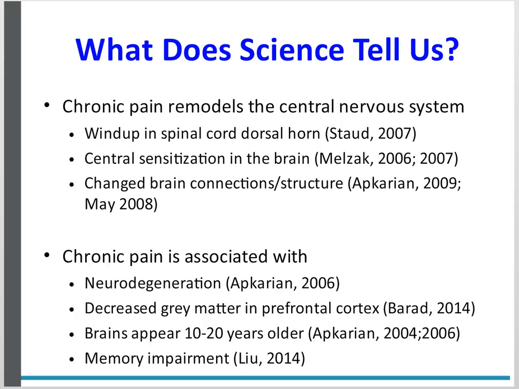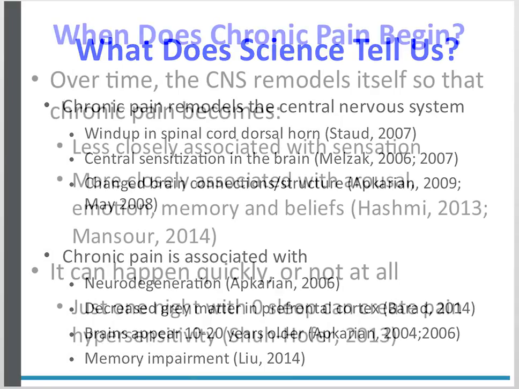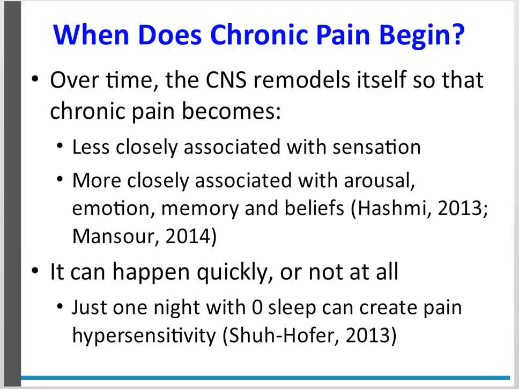As time goes on, chronic pain can start to look more and more like a neurodegenerative condition. There is decreased gray matter in the prefrontal cortex, and the brains appear to age rapidly on imaging. Also, a systematic review has shown that chronic pain is associated with the onset of memory impairment. Over the course of time, the CNS remodels itself so that pain becomes less closely associated with sensation and more about arousal, emotion, memory, and beliefs.